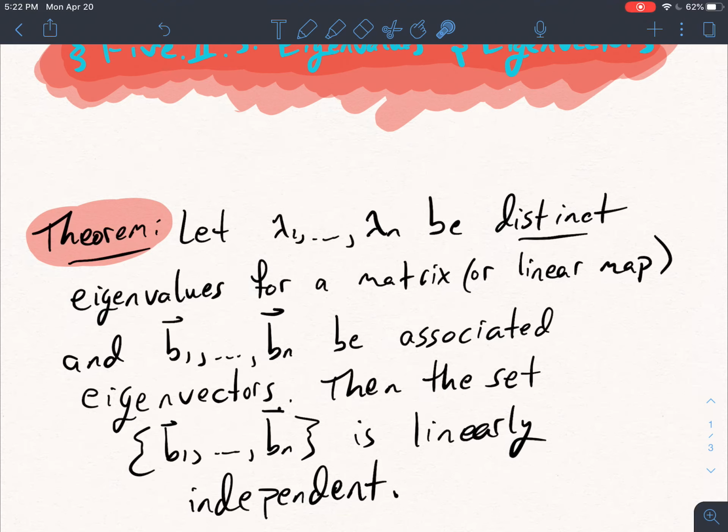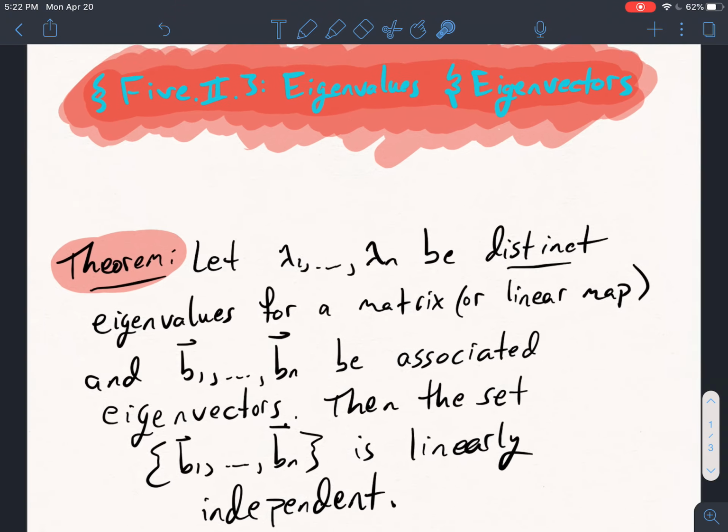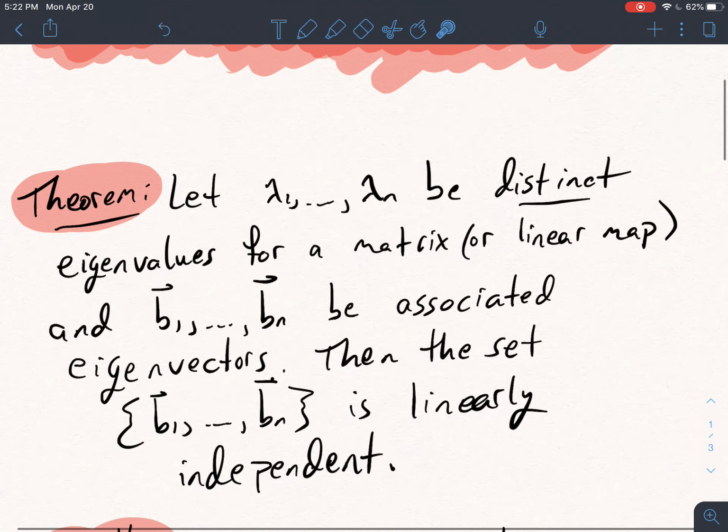Let lambda 1 through lambda n be distinct eigenvalues for a matrix or a linear map, and let b1 through bn be the associated eigenvectors. The theorem says that, given this, the set b1 through bn is a linearly independent set. So the key point is that lambda 1 through lambda n are distinct. Sometimes you might have that the characteristic polynomial factors as x minus 1 times x minus 2 squared. This theorem does not apply in that case.